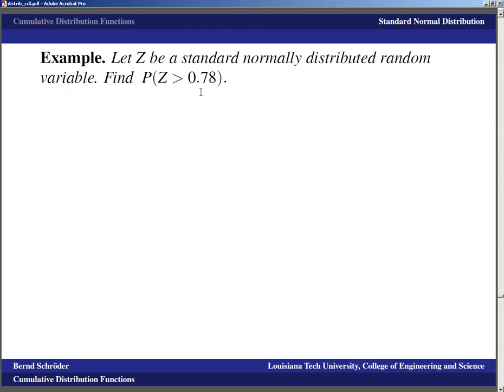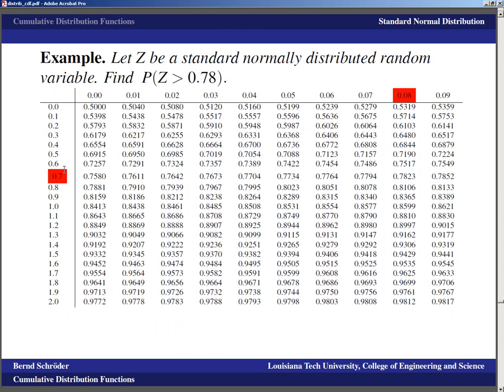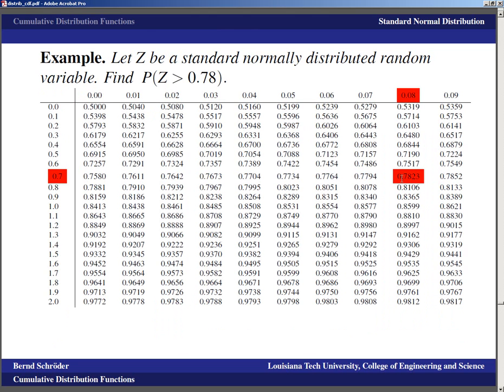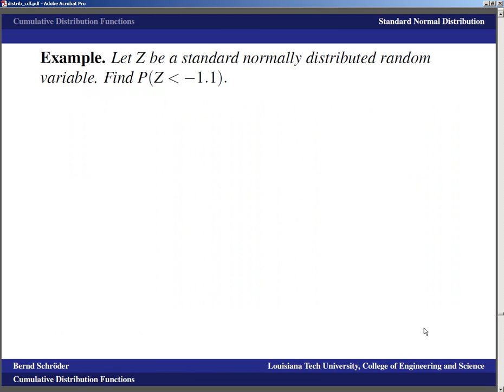For example, if we're interested in the probability that z is greater than 0.78, well, 0.7 is here, the 8 is here, so the value is actually 0.7823, but it's the wrong one. It's the complementary probability. And so the probability that z is greater than 0.78 is 1 minus the probability that z is smaller than 0.78, and that's 1 minus 0.7823, and that's 0.2177. Just straightforward arithmetic.